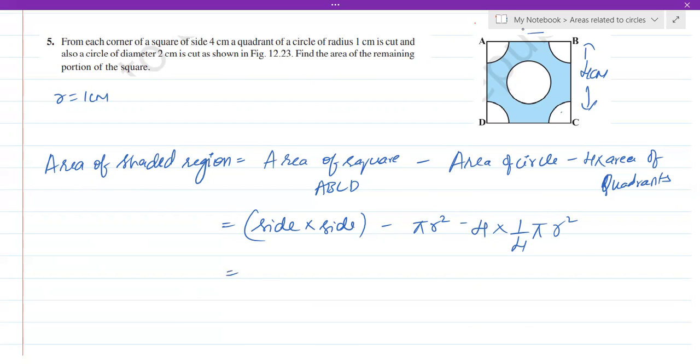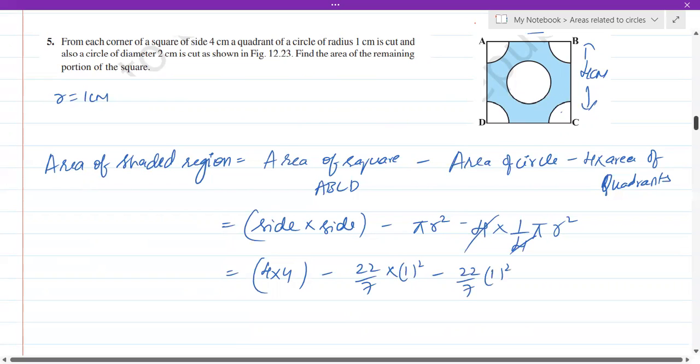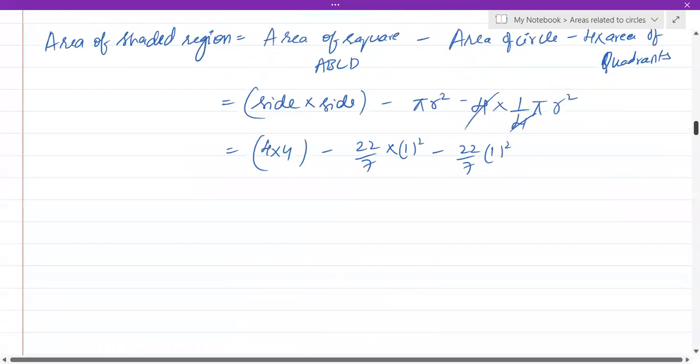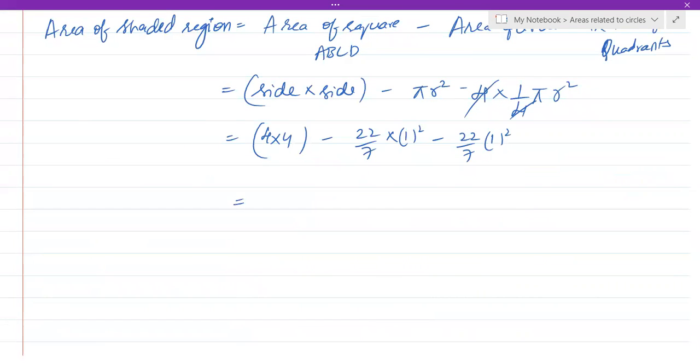So side into side. What is the side of the square? 4. So 4 into 4 minus pi value is 22 by 7, r square. What is r? 1 square. Here 4 and 4 get cancelled. Again, pi is 22 by 7, r is 1 square. So 4 into 4 is 16 minus 22 by 7 minus 22 by 7. So it becomes 16 minus 44 by 7.